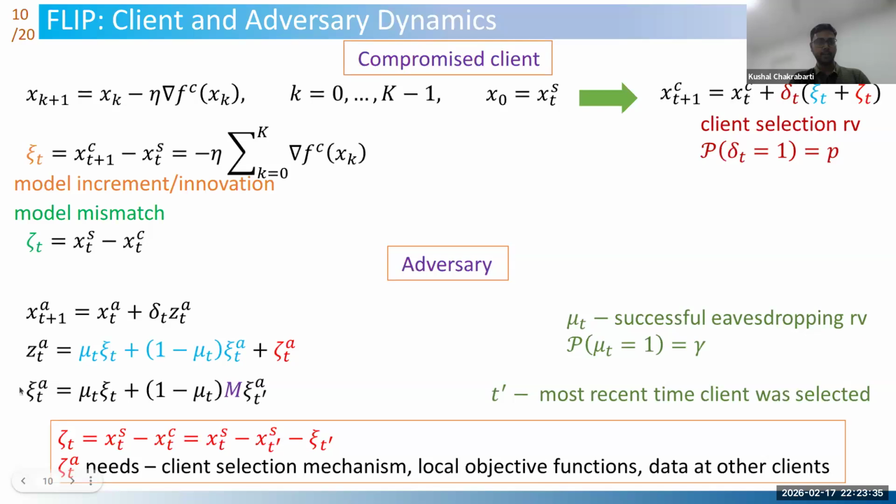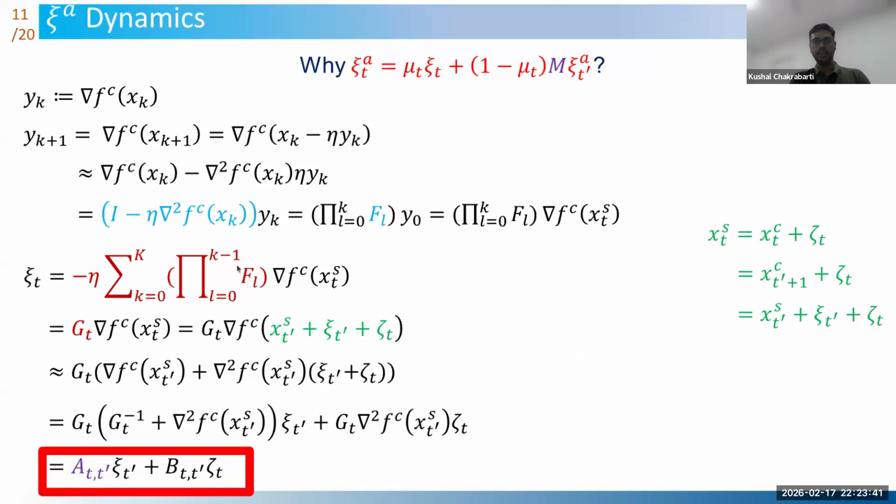That update is done in the third line of this adversary dynamics. So there is an intuition for why we came up with this psi-hat t dynamics. I'm not going into the details, but if you look at the actual model increment for the client on the federated learning algorithm side, you will see that it depends on this expression approximately. So what is this expression telling you? It is telling you that the psi t variable, the model increment, depends on the model increment the last time it was selected, and also on the model mismatch between the server and the client.